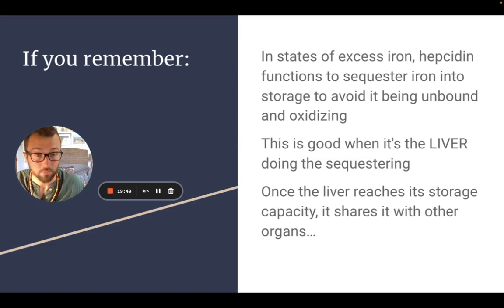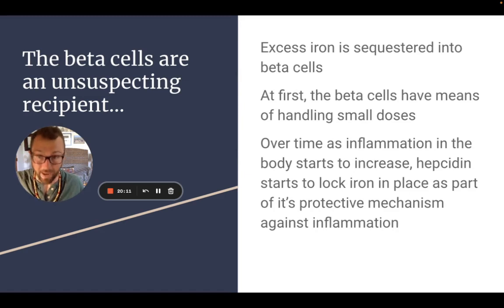This is good when the liver is doing the sequestering, right? Because the liver is equipped with all of the tools to store iron, make sure that it's bound and not doing anything it's not supposed to. But when that liver gets to a point where it starts to spill into other organs, the beta cells, now all of a sudden, with the blessing of hepcidin, now they have the tools to take on more iron than they're ready for, right? So now that extra iron that the liver can't hold gets sequestered into the beta cells.